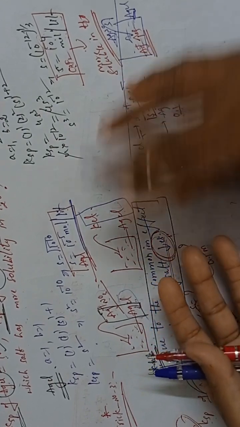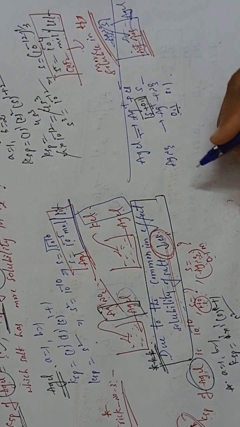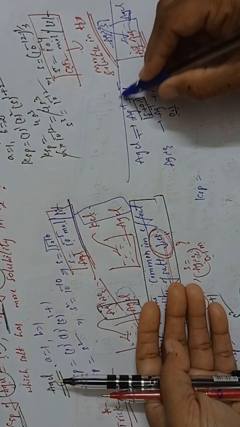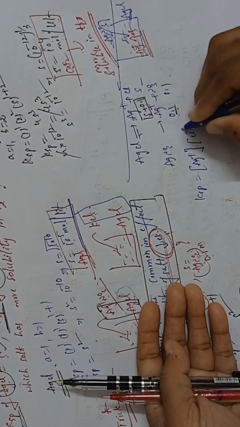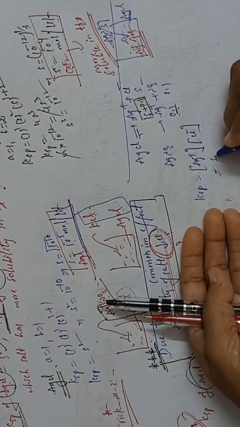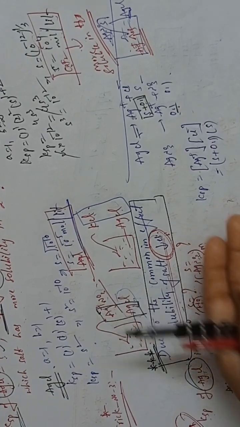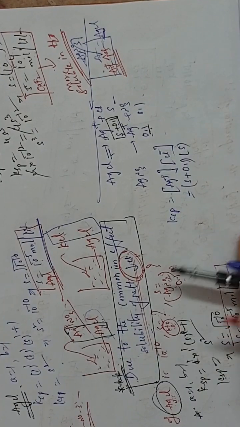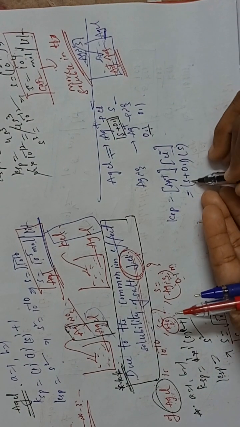Now for this AgCl, just calculate the KSP value, students. What is the solubility product constant? It is the product of concentrations: Ag plus ion concentration into Cl minus ion concentration. How much is Ag plus? Solubility S plus 0.1. Cl minus is S. Just these concentrations we are taking here. Now S plus 0.1 into S we are taking, but this S I am neglecting, students.